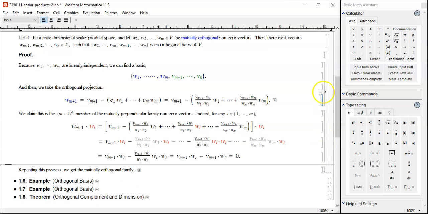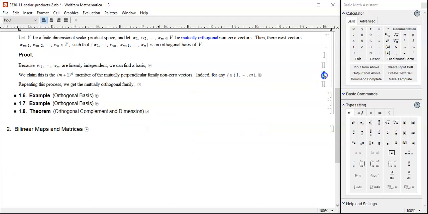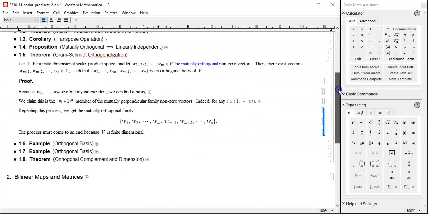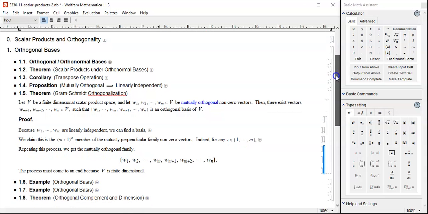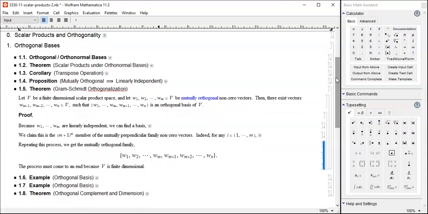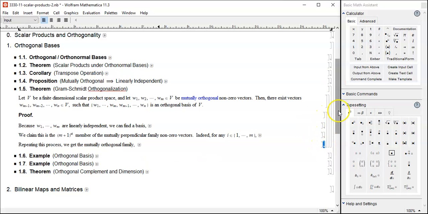We got everything that is mutually orthogonal, and this process must stop because mutually orthogonal means linearly independent, and the maximum number of linearly independent vectors is n because we started with an n-dimensional space. So that completes the proof.